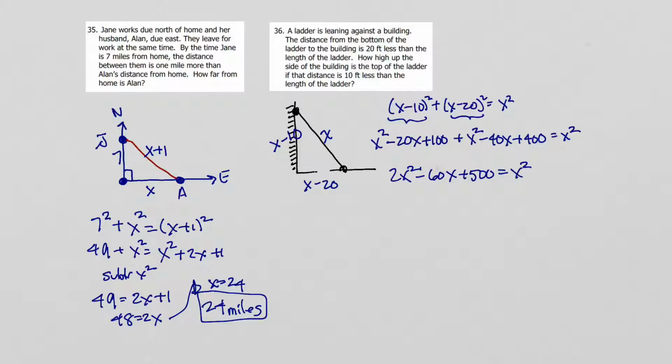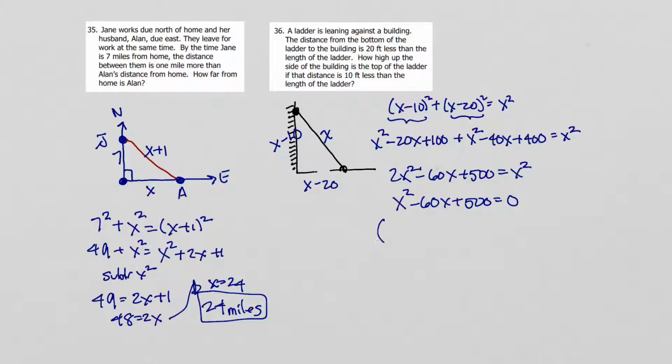So this is quadratic. We have two x squareds on the left side, only one on the right. So let's subtract that x squared. 2x squared minus x squared is x squared, and then minus 60x plus 500 equals 0.